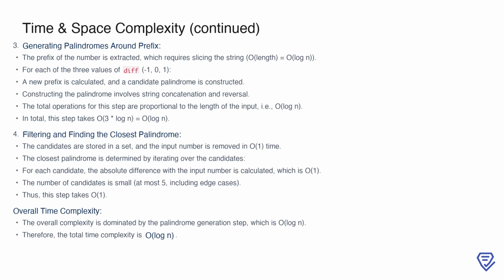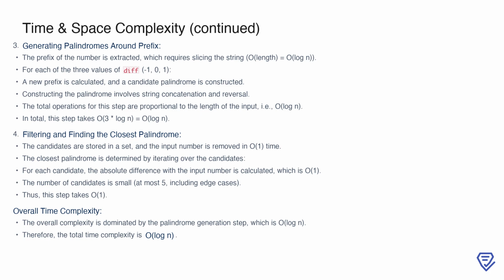Now, we move on to generating palindromes around the prefix of the input number. Extracting the prefix from the string involves slicing, which is proportional to the length of the input, or O(log n). For each of the three values of diff, specifically -1, 0, and 1, we calculate a new prefix and construct a corresponding palindrome by performing string manipulations like concatenation and reversal. Each of these operations is proportional to the length of the input, so this step also runs in O(log n). Since we repeat this process 3 times, the total complexity for palindrome generation is 3 * O(log n), which simplifies to O(log n).